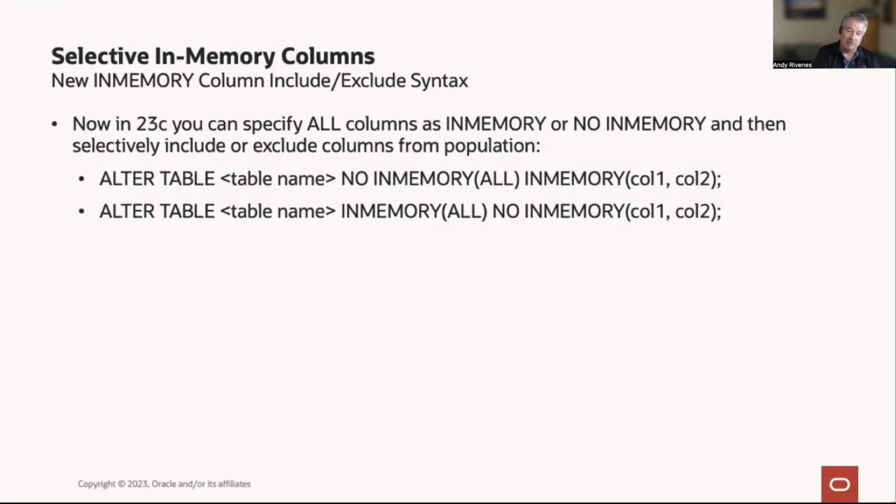But the even more interesting one is the first one, where if I only need a very small subset of columns, I can say no in memory all, so I don't want any of the columns, and then I'll just list the specific columns that I want added. The idea was to make this simpler and easier to manage, as far as excluding columns and only having specific columns populated in the column store for a given table or partition or subpartition or materialized view for that matter. So that's a nice one for a little easier way to manage the column store.